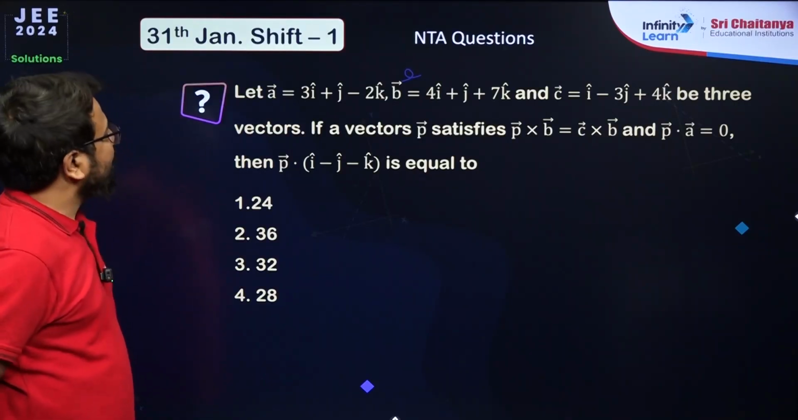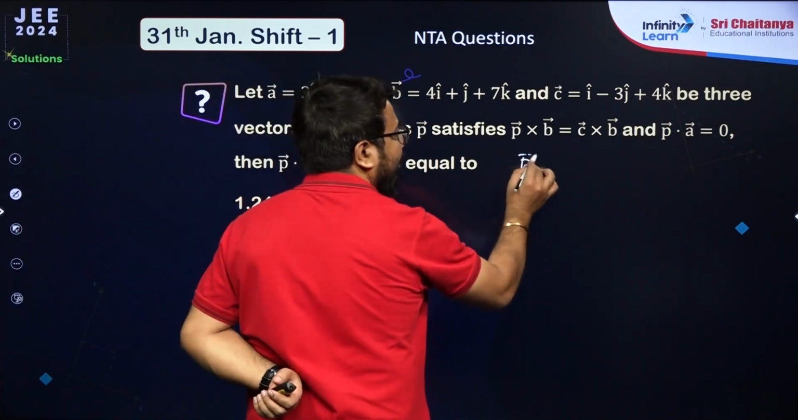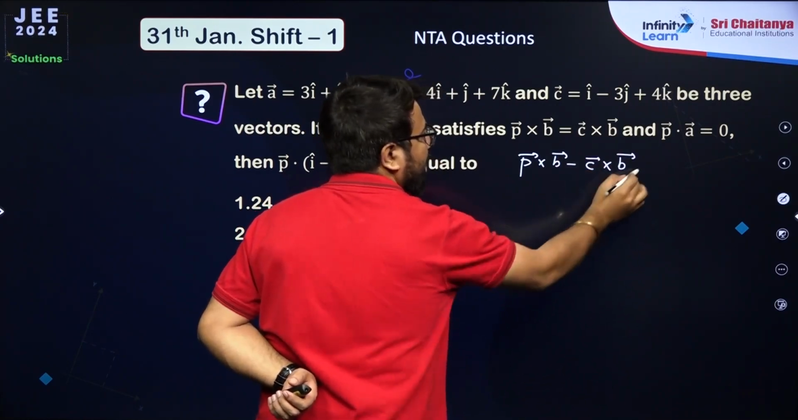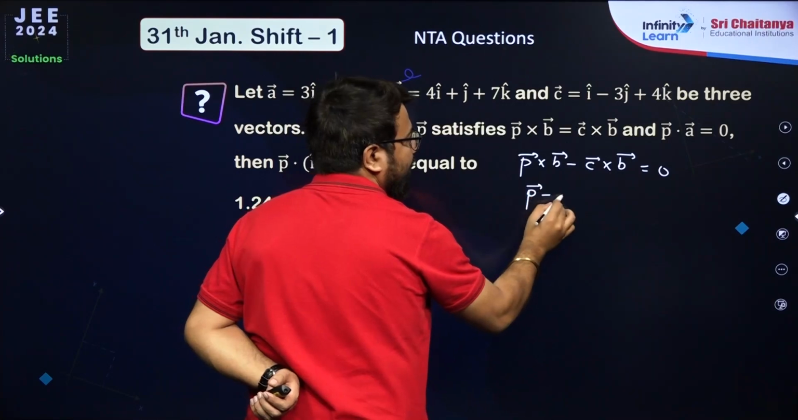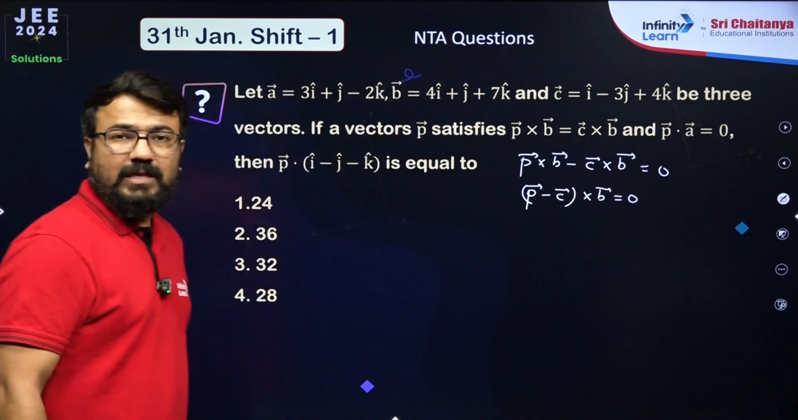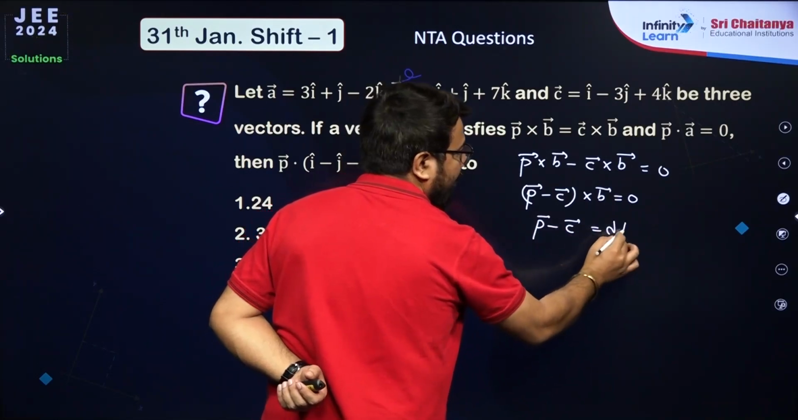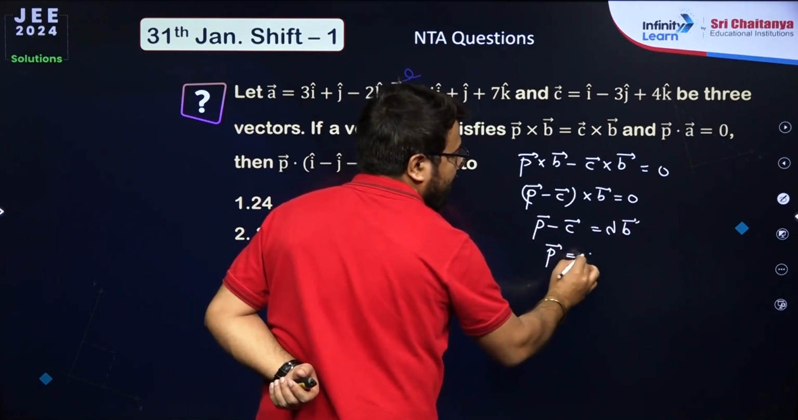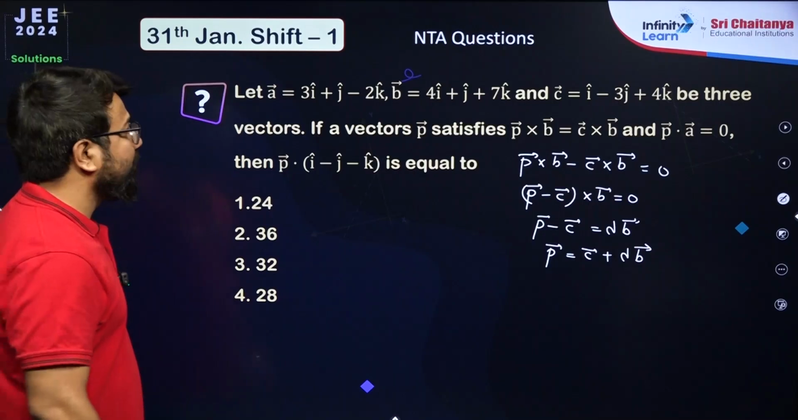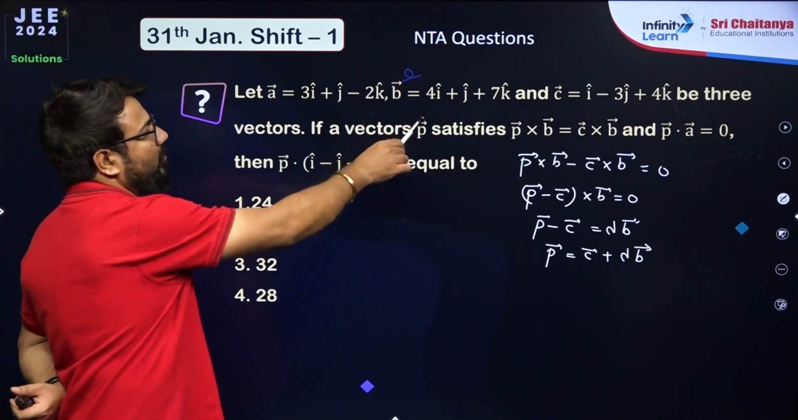Let a vector, b vector, c vector be 3 vectors, and if the p vector satisfies this condition, you can see here, can I write p cross b minus c cross b is equal to 0? And can I write (p minus c) cross b is equal to 0? If the cross product is 0, that means these two vectors are parallel. So p minus c can be expressed as lambda b, and the p vector can be expressed as c vector plus lambda b. Now I know the value of the c vector, that is 1, negative 3, 4, and I know the value of the b vector, 4, 1, 7.